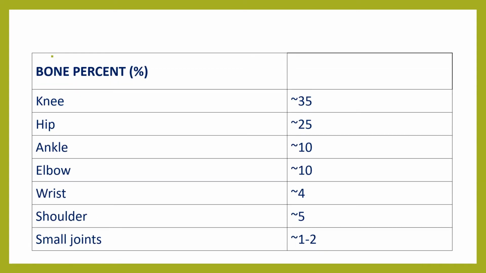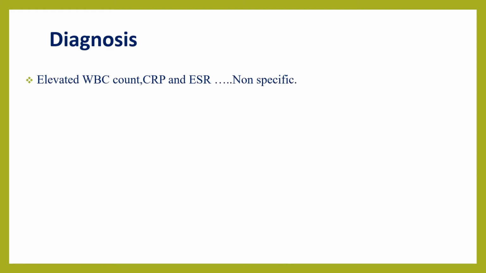Septic arthritis involving the knee joint is the most common, responsible for around 35% of cases. This is followed by the hip, ankle, and elbow. Upper extremity joints are less commonly affected, and the small joints are rarely involved. Regarding diagnosis, elevated WBC count, CRP, and ESR are present, but they are non-specific.